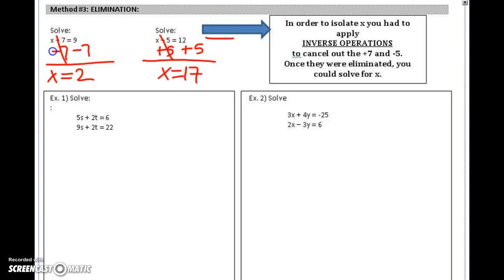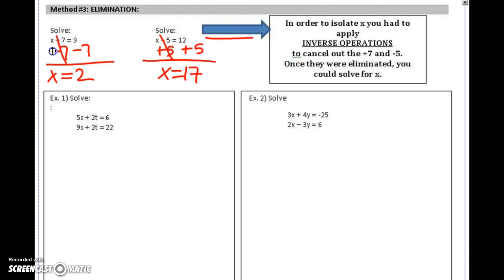So if you see this arrow here, I want you to be sure the reason we did those two examples is because you need to remember that you're always using inverse operations to cancel out when you're using elimination. If you have a positive amount, you need to make the opposite negative. If you have a negative amount, you need to make the opposite positive. So let's look at example 1.